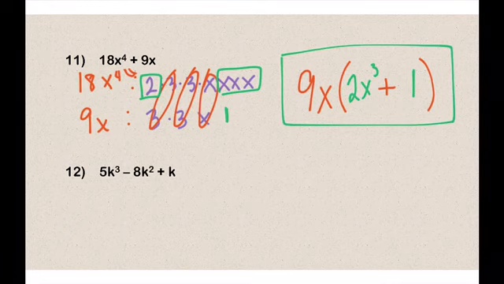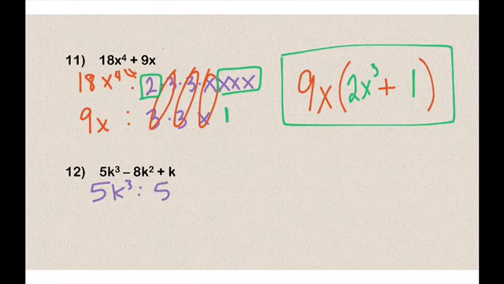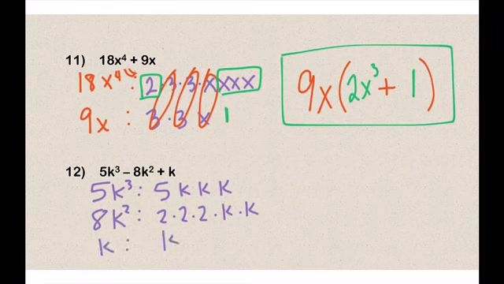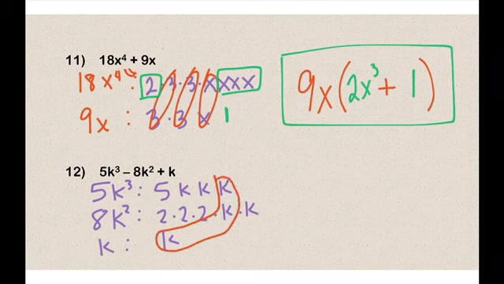Okay, so the next one, I've got 3 terms. So don't let that freak you out. 5 times k times k times k. 8k to the second, that's 2 times 2 times 2 times k times k. And then the last thing I've got is just k. What do they have in common? The only thing that they all 3 have in common, it has to be all 3. It can't just be 2 of them. The only thing they all have in common is k. So that will be my GCF.